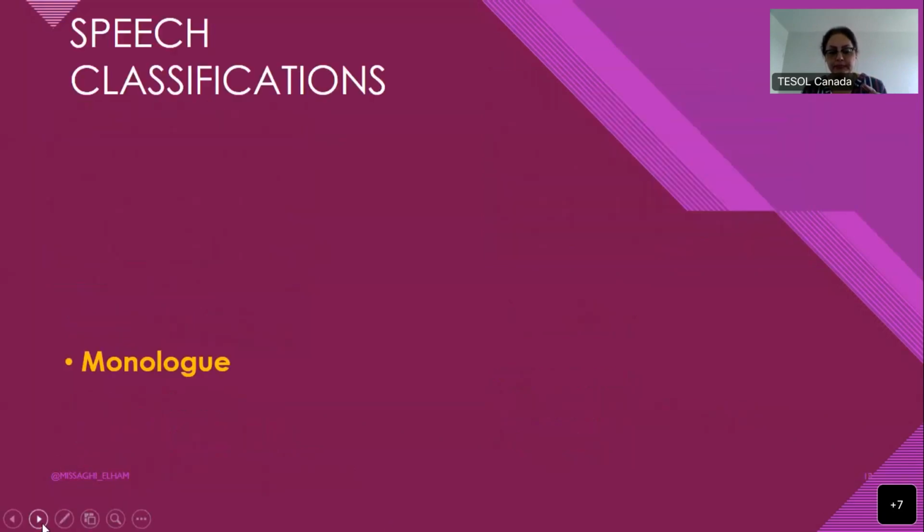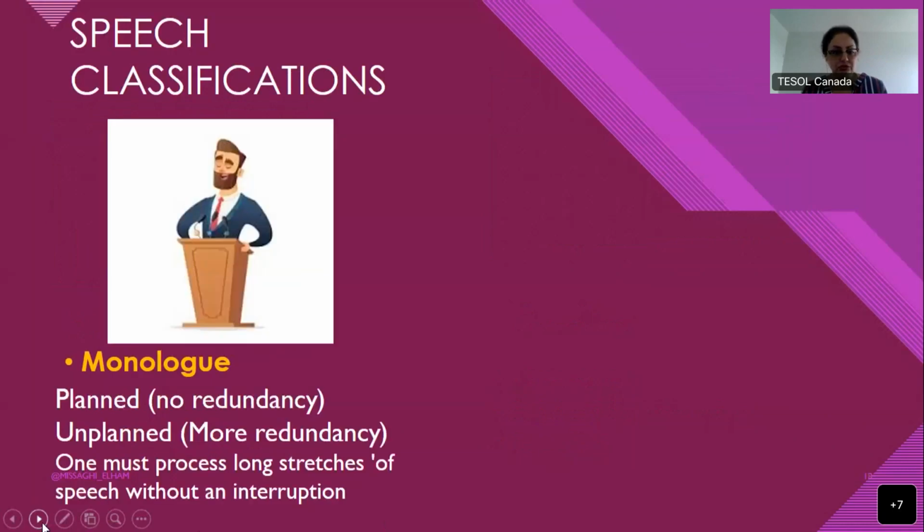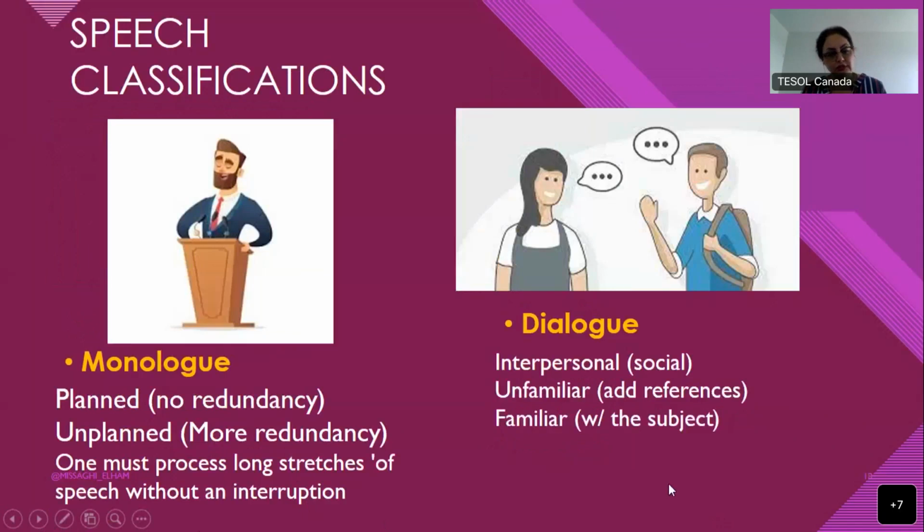So it could be a monologue. They listen to a monologue like an academic lecture, or for example an interview on the street or a job interview. So it could be planned or unplanned. The planned one has no redundancy, like a lecture. Interviewing on the street or a job interview is unplanned. So they listen to something and say, oh, these sentences are not related to the questions. They can evaluate that listening, for example.